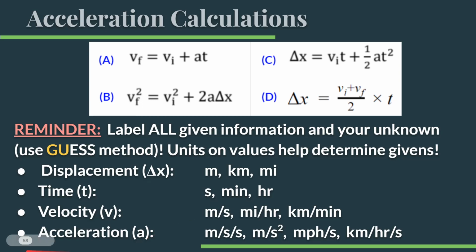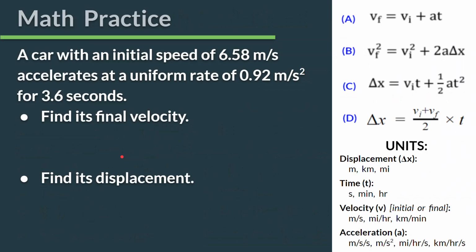By the way, this is slide 58 in my notes if you are trying to follow along. All right, so let's try some. This one says a car with an initial speed of 6.58 meters per second accelerates at a uniform rate of 0.92 meters per second squared for 3.6 seconds. Find its final velocity, find its displacement.